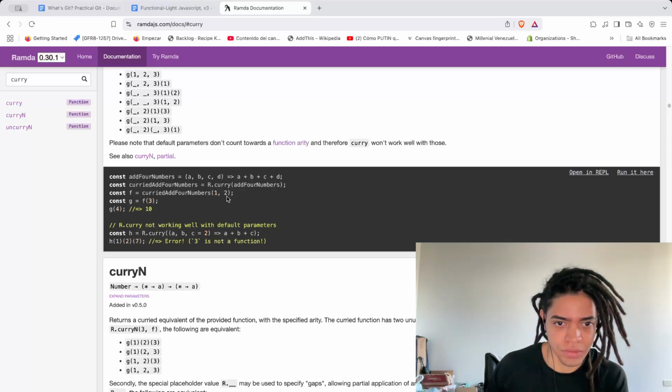It's 1 plus 2 is 3, plus 3 is 6, plus 4 is 10. Yep. Currying does not work well with default parameters.